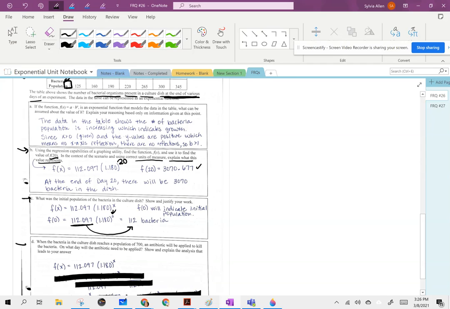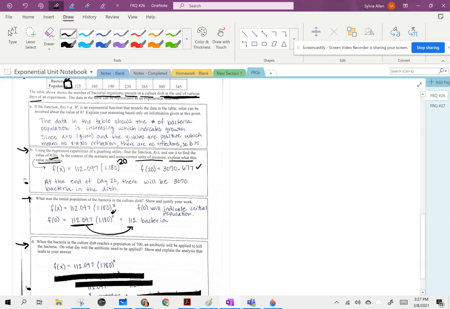And then on part D, go ahead and answer that question. It says when the bacteria in the culture dish reaches a population of 700, an antibiotic is going to be applied to kill the bacteria. On what day will the antibiotic need to be applied? Show and explain the analysis that leads to your answer.